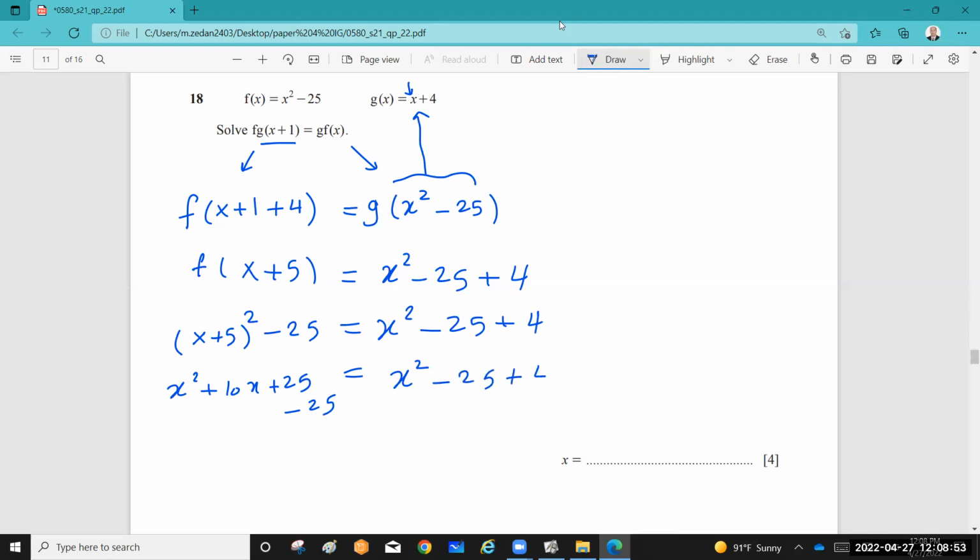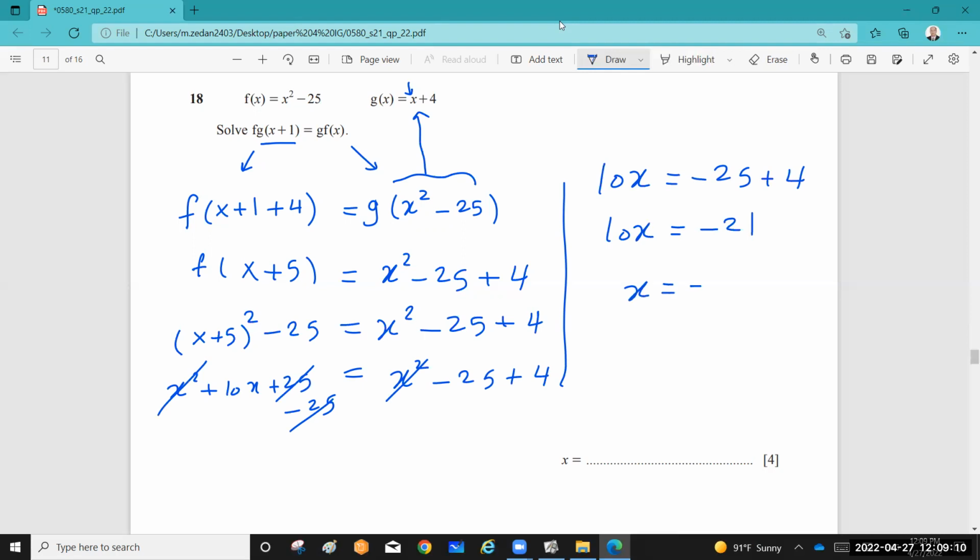Yes, plus 4. 25 minus 25 is 0, and x squared minus x squared is 0. So I have now 10x is equal to -25 plus 4. So 10x is -21, so x is -2.1. Okay, this is the value of x.